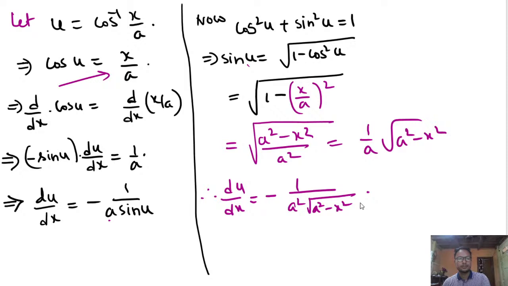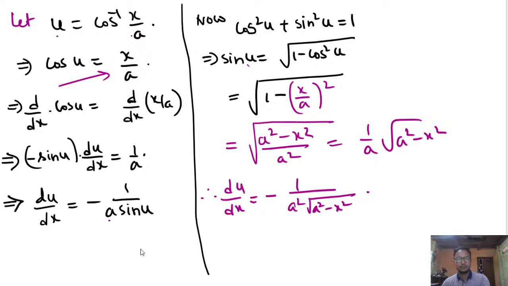Another method is to differentiate directly. d by dx of cos inverse x by a gives under root of 1 minus x square with a minus sign, and we will get the same value. You can use any other method. The thing is that we arrive at the answer.